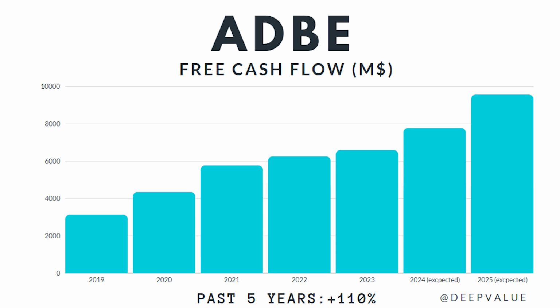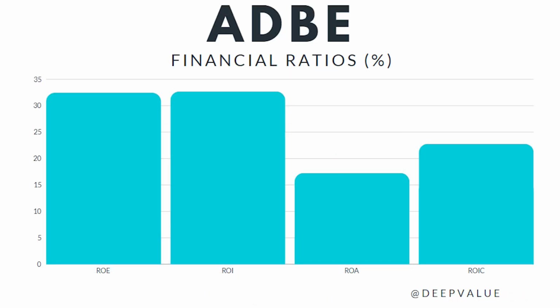Moving forward, let's look at the return metrics to see how the company is utilizing resources. The return on equity is 32.5%, the return on investment is 32.7%, the return on assets is 17.3%, and most importantly, the return on invested capital is 22.8%.